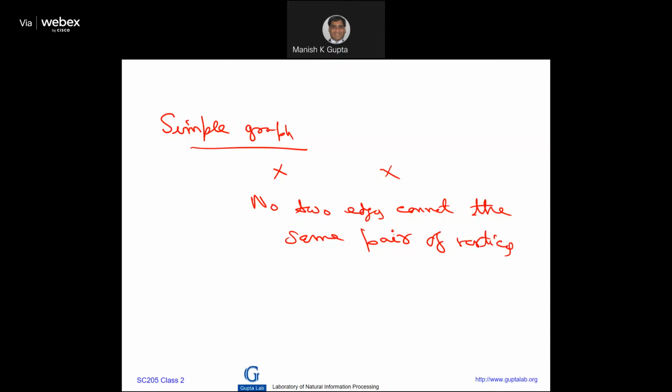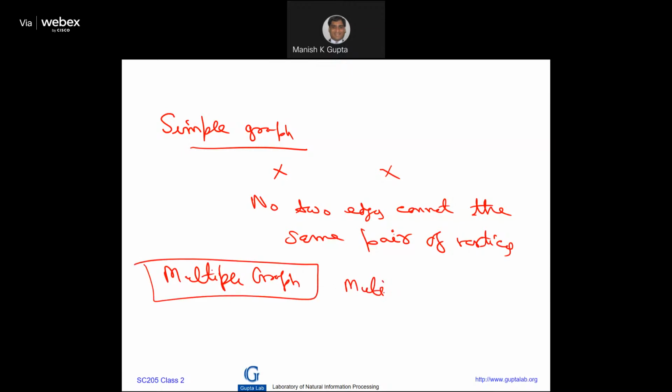Okay. So this is a simple graph. Multi-graph is when a graph has multiple edges, multiple edges connecting the same vertices. These are some common sense definitions.